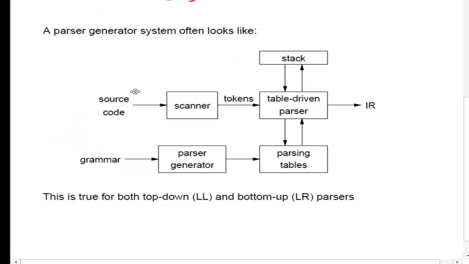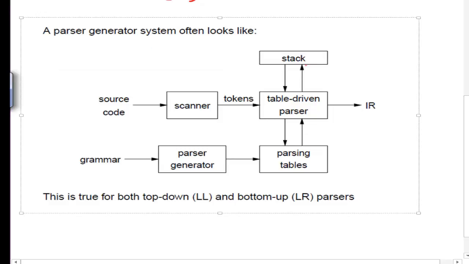Now a parser generator often looks like this. What we have here is a stack, an explicit stack. Then we have a scanner providing the tokens, and then we have a table-driven parser. This is a driver program in our parser, which looks things up from the parsing table, which can be generated automatically by some parser generator. We give a grammar to the parser generator, and it generates the parsing table.